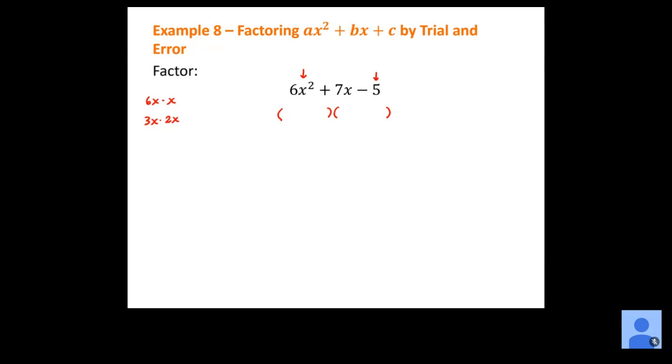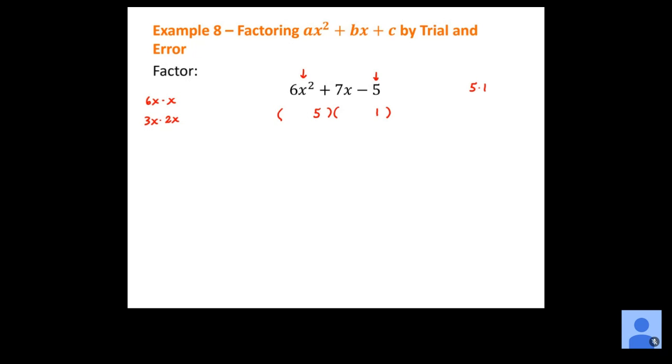Well, the factors of 5, 5 is a prime number, meaning it only has factors of 5 and 1. So this has to be 5 times 1. Since I don't have any other options there, I know I can go ahead and put a 5 and a 1 down here in my sets of parentheses. And again, you could switch them up, right? The 1 could go first, 5 could go second. It does not matter.